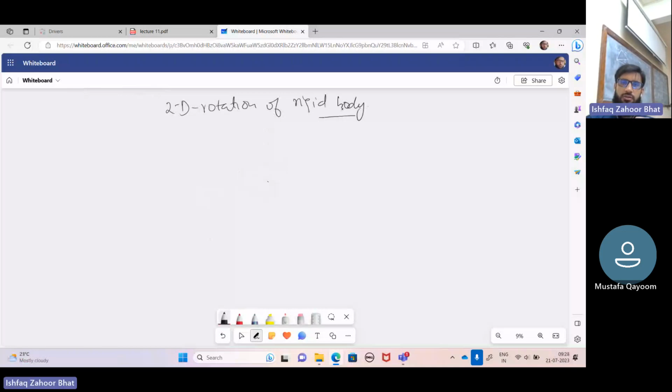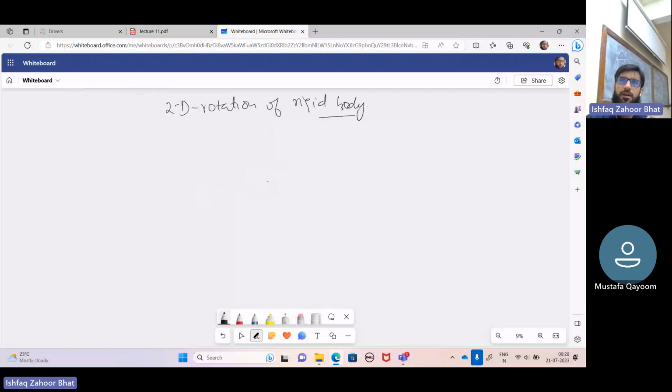You cannot define a rotation of some point mass. There is no rotation associated with the point mass. The rotation always comes with the rigid body or extended body. In general, I should say extended body. So this is the first and the starting point for this discussion.